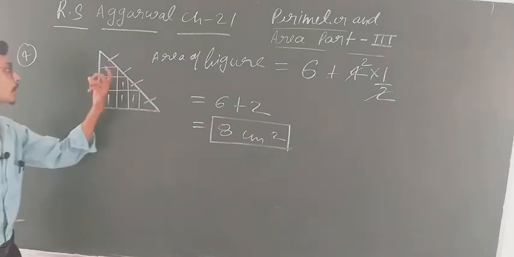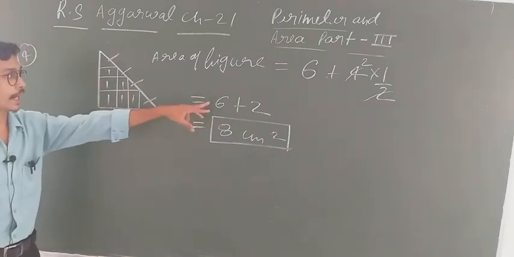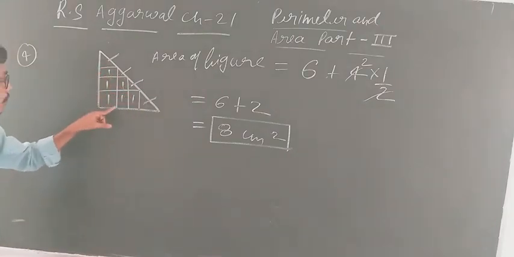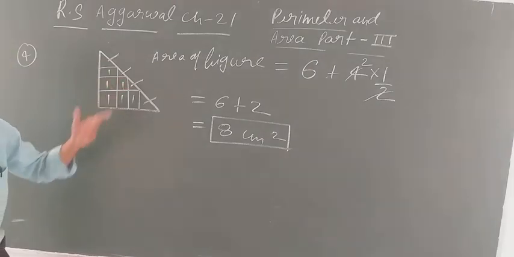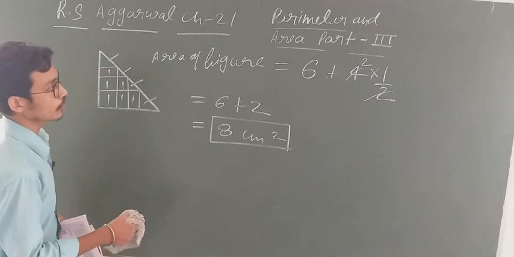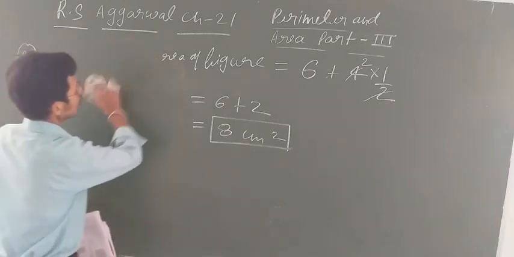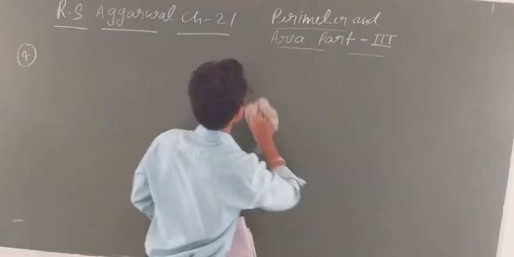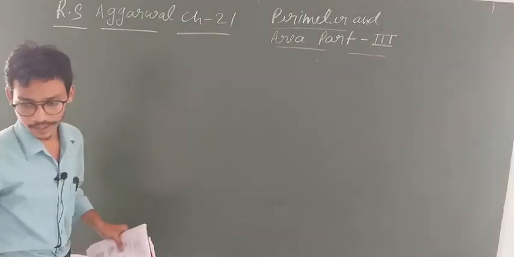Ab area of the figure, total 6 full squares are given and 4 half squares are given. You can see 1, 2, 3, 4. This is also half, this is half, this is half, this is half, and these all are full squares. Clear? So half means 1 by 2 into 4. You will get 2, and 6 plus 2, 8. So this is the solution of this question. Okay, and the rest of the questions, student, you will do yourself. Clear? Now come to the next question.